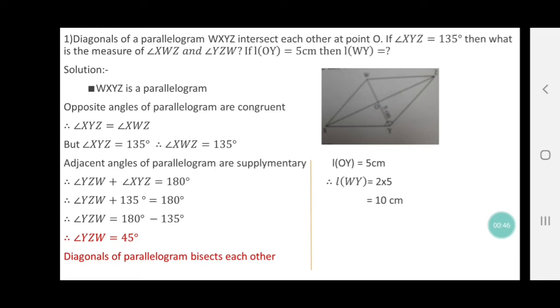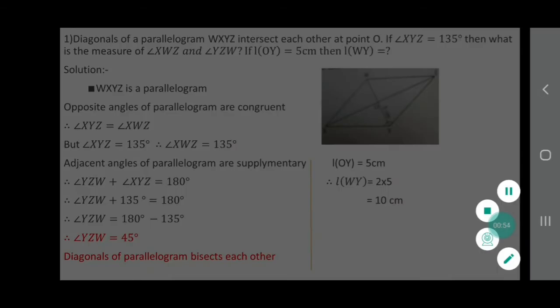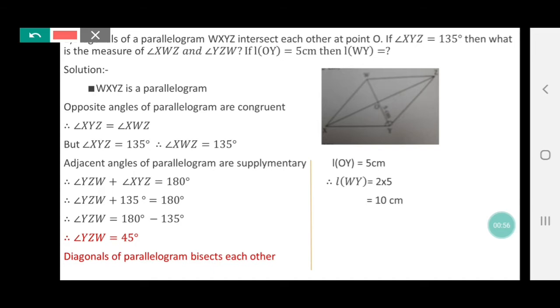So the very first thing that is given to us is quadrilateral WXYZ is a parallelogram. The opposite angles of a parallelogram are congruent. The measure of XYZ is given to us, and we are supposed to find out XWZ and YZW.